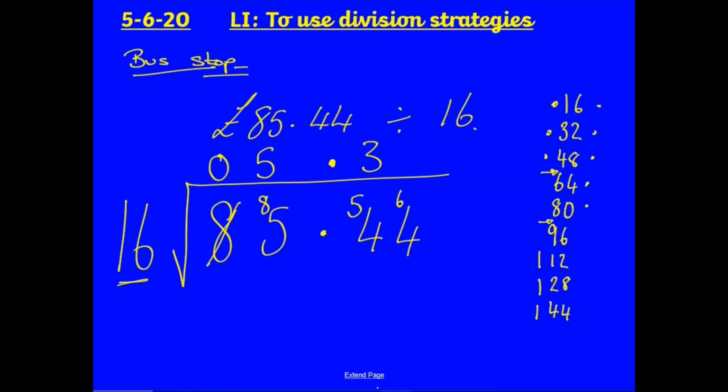And then that'll leave me with 64. Well, that's nice and easy because 64 is there on my table. And that is 1, 2, 3, and 4. 4. So 85 pounds and 44 pence divided by 16. What does that equal? That would equal, don't forget my units of measurement, £5 and 34 pence. £5.34. Okay, and there it is.